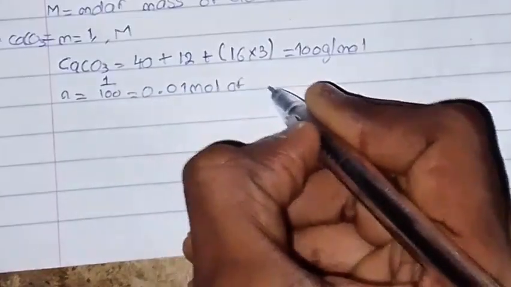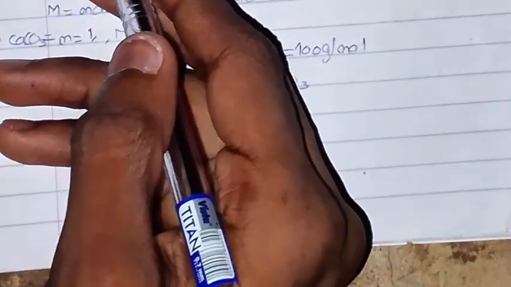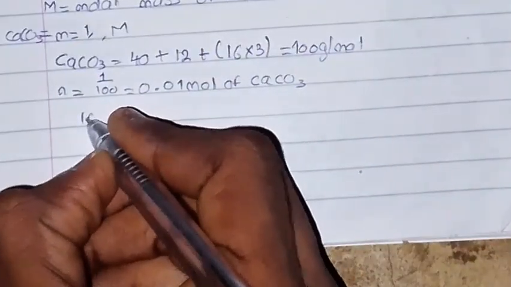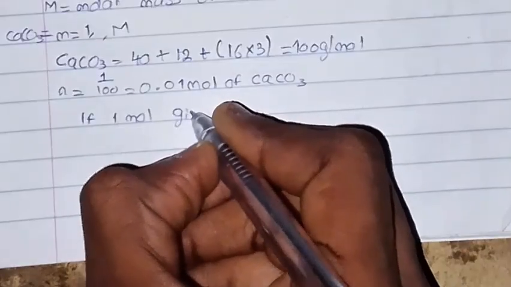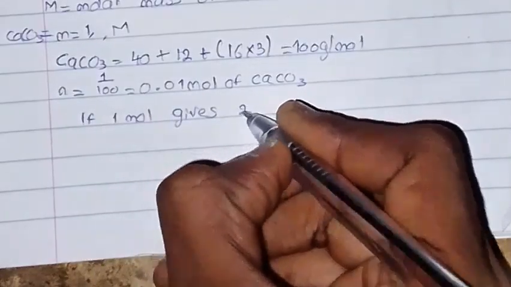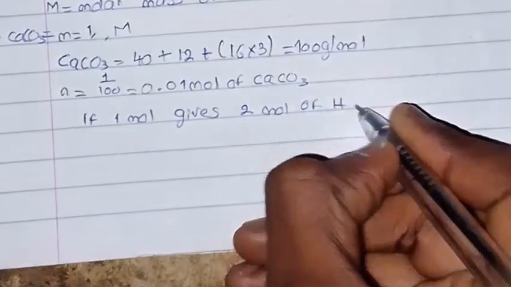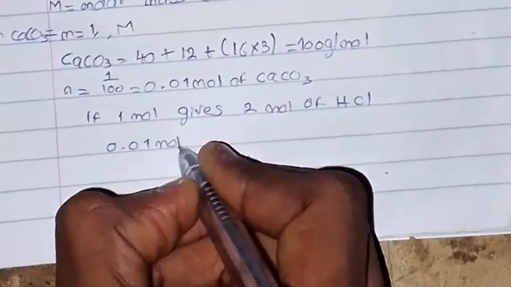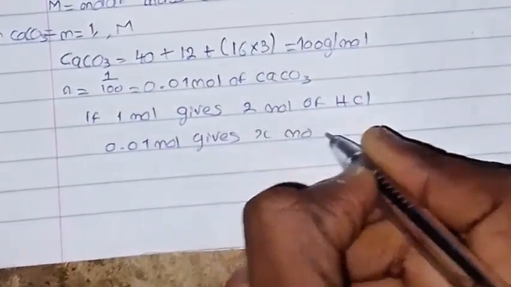0.01 mole of CaCO₃. Now, going back to this reaction, we said that 1 mole requires 2 moles of HCl. So we now write, if 1 mole gives, or requires, 2 moles of HCl, then 0.01 mole will give x mole of HCl.